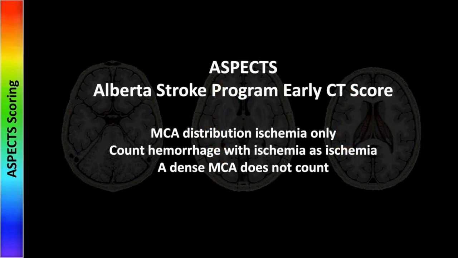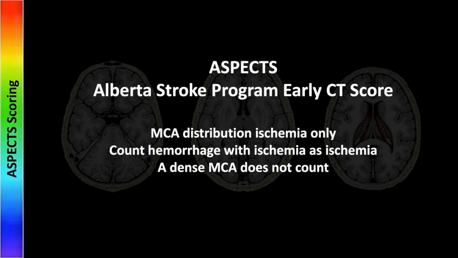Important points to make that I think we've already touched on: MCA distribution ischemia only. That is the only thing that counts in an aspect score. Now we are going to very quickly get to posterior circulation aspect scoring, which is a new version of the same system applied to different anatomy. Anytime you see hemorrhage in the setting of ischemia, meaning hemorrhagic conversion of an ischemic insult, that should be counted as ischemia in aspect scoring.